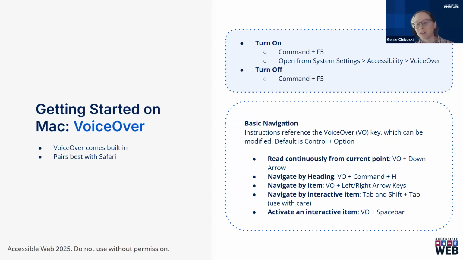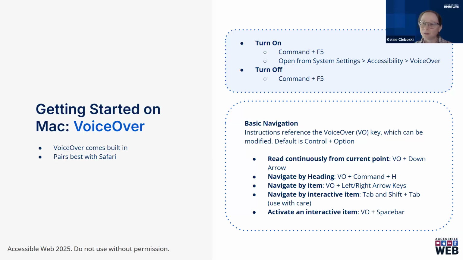For basic navigation, instructions for VoiceOver usually reference what they call the VoiceOver or VO key. This key combination can be modified in your settings, and the default is the Control Option key. So anywhere it says VO or VoiceOver key, what it means is using that combination, the default being Control Option, and then whatever other keys they list. To read continuously from your current point in the page is VO plus down arrow. To navigate by heading is VO Command H. To navigate by item is VO and left or right arrow keys, depending if you want to go forward or backward. To navigate by interactive item, you can use Tab and Shift Tab.